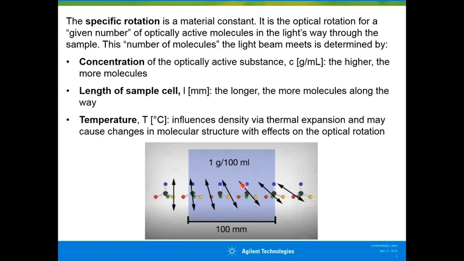Another influential condition is temperature. Since the density of the molecules will change under different temperature conditions due to thermal expansion, we need to keep it in a controlled temperature. We also need to consider the wavelength of the light beam we send through the sample. This way we can accurately determine the sample specific rotation value. Utmost care must be taken with concentration, length of the sample cell, and temperature. These are the three factors that will affect your end results.